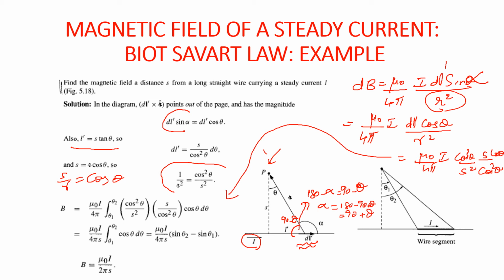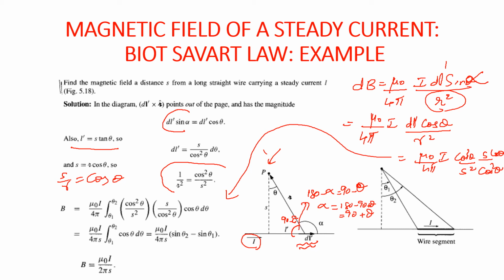After performing this integration, what we obtain is mu 0 I divided by 4 pi s, because cos square theta cancelled, one of the s cancelled, and you can take that s outside, and only the integral of cos theta remains. We know the integral of cos theta is sine theta, and substituting the integral limits theta 1 and theta 2, the upper limit is theta 2, so sine theta 2 minus sine theta 1 is the expression that we obtain.